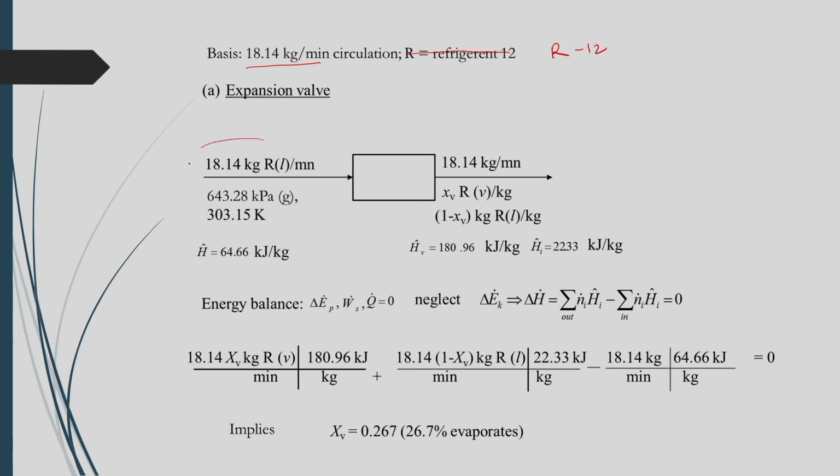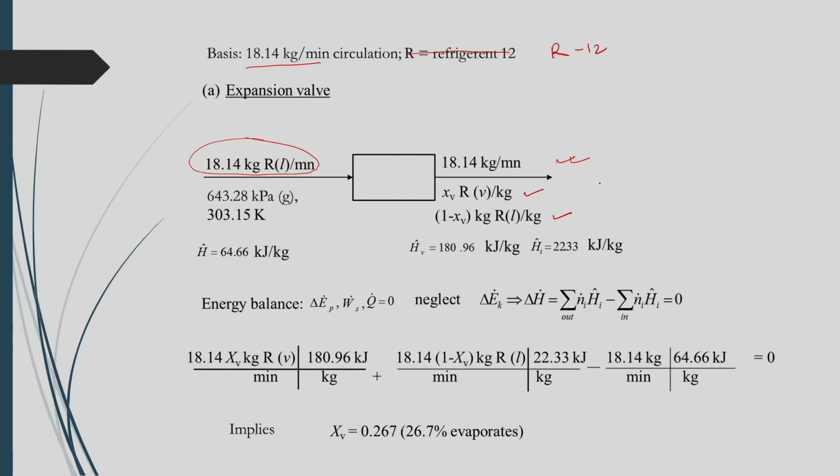the inlet is liquid refrigerant, flow rate 18.14 kg, the pressure here is 643.28 kilopascal and the temperature is 303.15 K, and at the outlet the same circulation rate of 18.14 kg per minute is there, but a fraction of that refrigerant will be converting into vapor. So, that will be regarded as XV, and 1 minus XV will remain as a liquid.